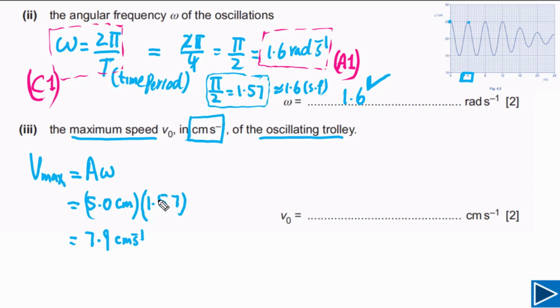It's better to use the exact values in the next calculations. This is a good practice, so always try to use exact values in the next calculations. Our final answer is 7.9 centimeters per second. And this question has 2 marks.